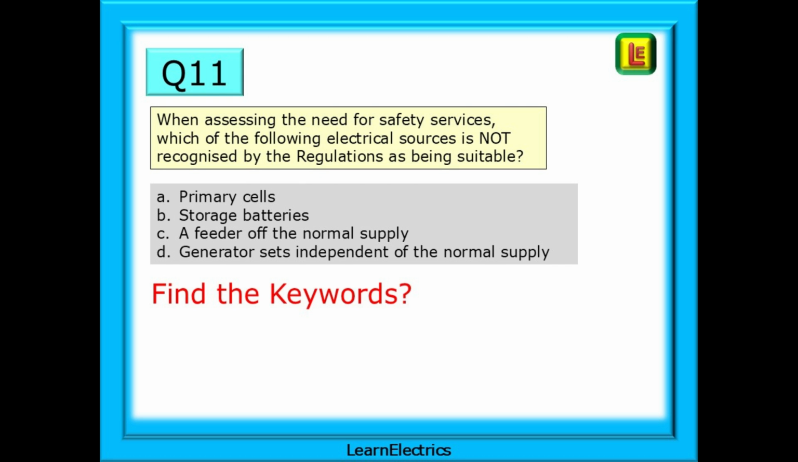And now, question 11. When assessing the need for safety services, which of the following electrical sources is not recognised by the regulations as being suitable? This is a not question. Find the key words. And I have the key words as assessing and safety services. Pause the video and find the answer.